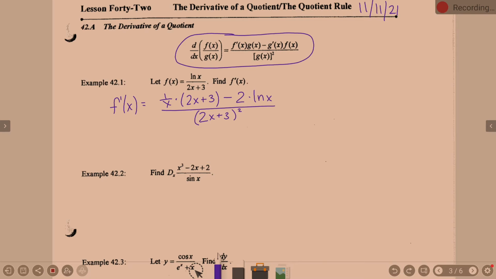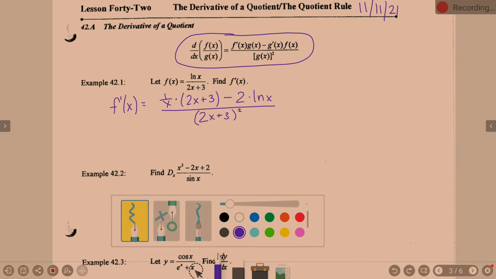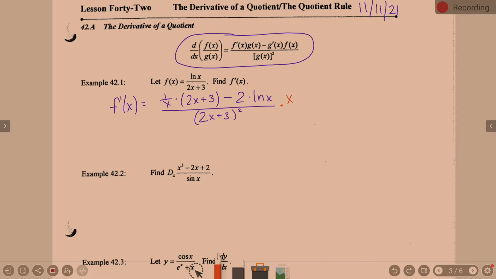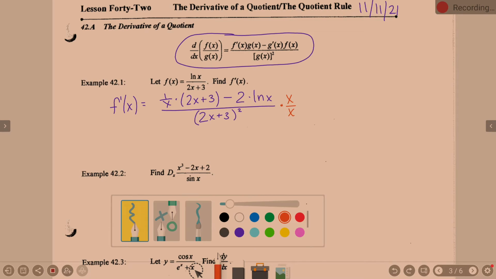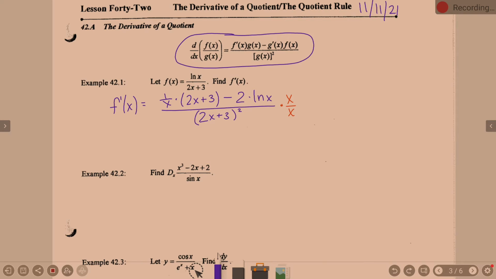Does that make sense? In order to get rid of a fraction within a fraction, what we need to do is get rid of this denominator of x. How do I get rid of a denominator of x? You multiply by x. So I'm going to suggest that we multiply the numerator by x. If you multiply the numerator by x, you have to multiply the denominator by x. We're multiplying by x over x, and x over x is equivalent to 1, so it's okay. We're not changing any value, we're making it equivalent.